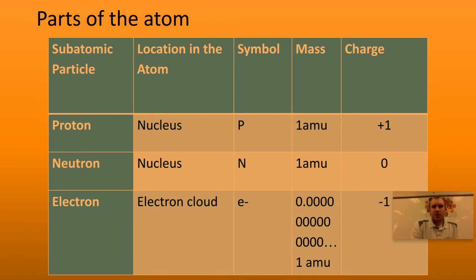And finally, their charges: protons are positive, neutrons are neutral, with 0 charge. And then electrons are negative because electricity electrocutes you. Ha! So there you go. Charges, parts of the atom.